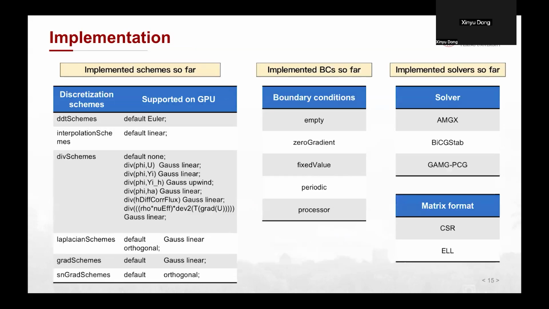And here is the progress we have made so far. The implemented schemes include the ddt schemes, interpolation schemes, the div scheme, and so on. The implemented boundary conditions include empty, zero gradient, fixed value, periodic, and processor. And the implemented solvers include AMGX, BiCGStab, and GAMG PCG with the CSR and ELL matrix formats.